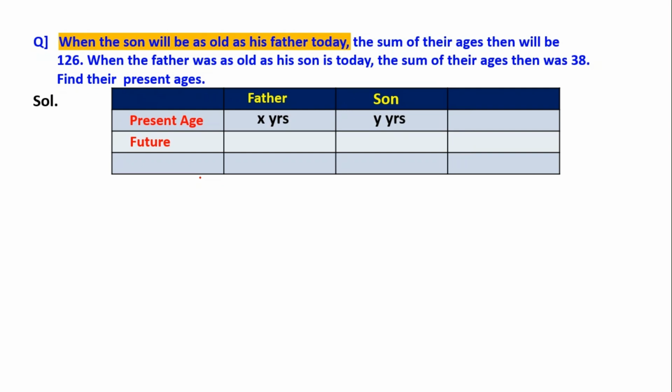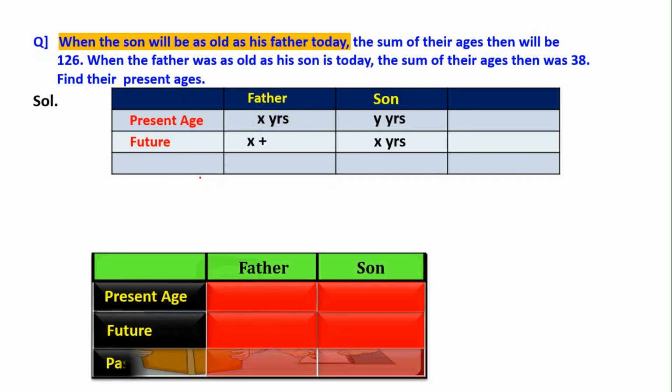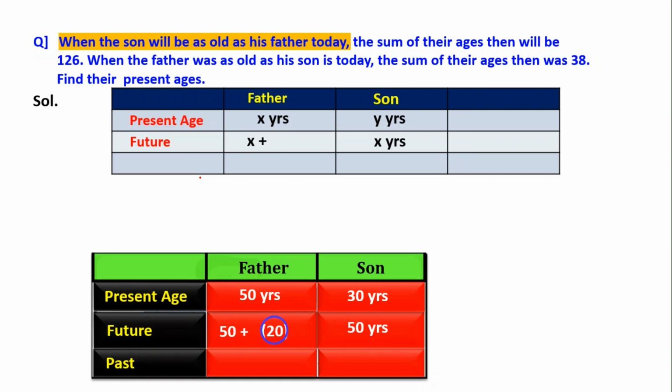The future age of father: when the son will be as old as his father today, it means the son's age is equal to the father's age. The future age of the son is x years. Then what about the father's age? Father's age plus the age difference. For example, the present age of father is 50 and the son is 30. The future son is 50 years. Then what about the age of father? The difference of these two is 20, which is 50 minus 30. So the age difference is x minus y. Add that value here, x plus x minus y.